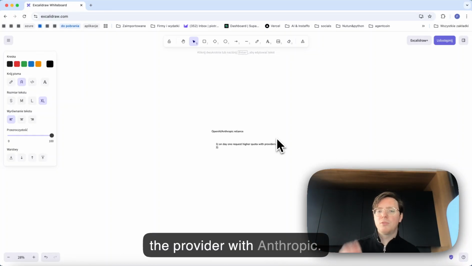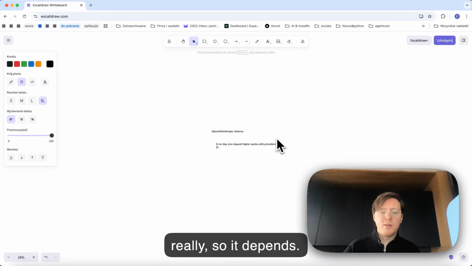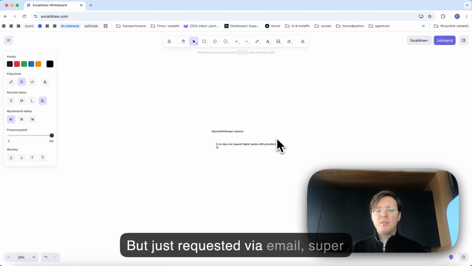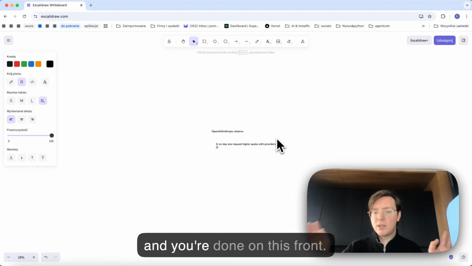It depends on the provider. With Anthropic, it actually took me a few months, really. So it depends, right? But just request it via email. Super simple, 5-10 minutes, maybe 15, and you're done on this front.